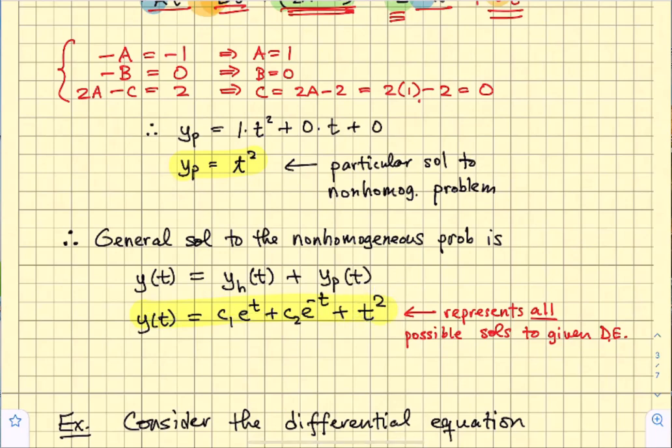So we'll highlight this in yellow. This is our general solution to the non-homogeneous problem. It represents all possible solutions to that given differential equation.